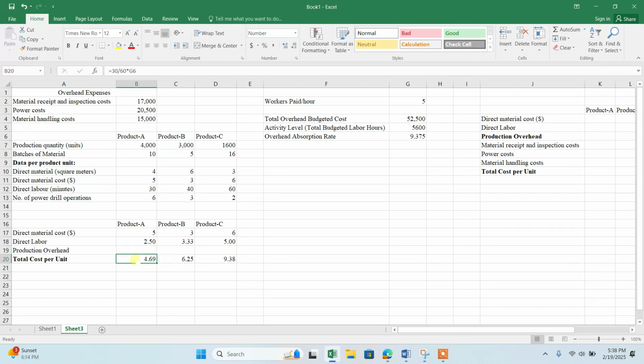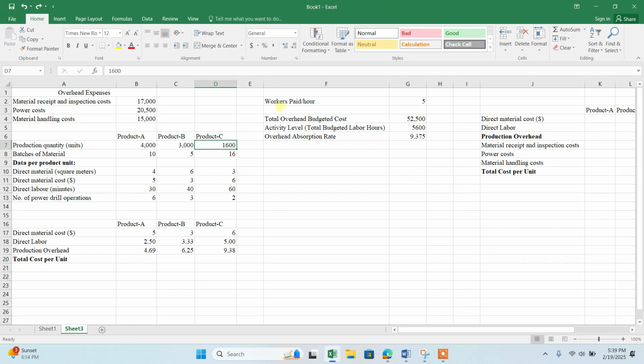Let me round it. Now we can calculate the total cost of each unit. The first component is direct material, then direct labor, which is the direct cost. And the third one is the overhead cost. What we have done, we add it all. We got the answer of 52,500. But this is not the cost of one unit. This is the cost of the entire units produced.